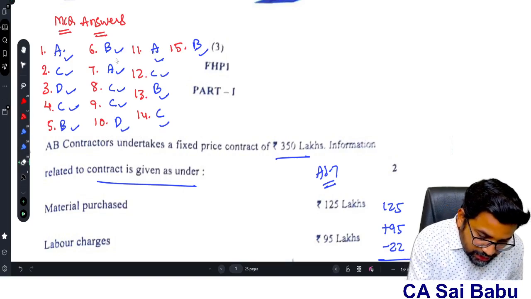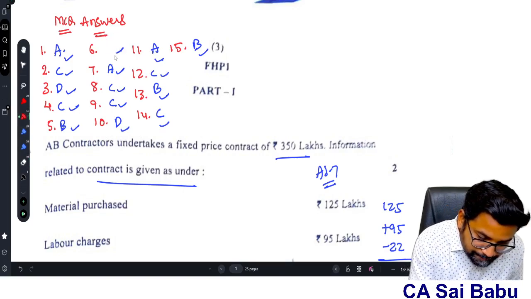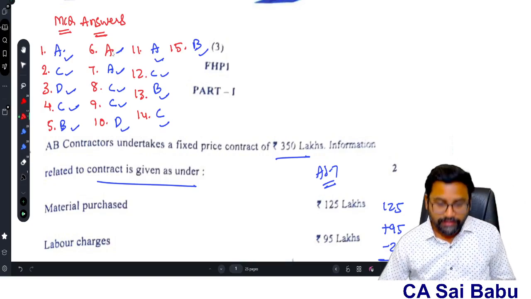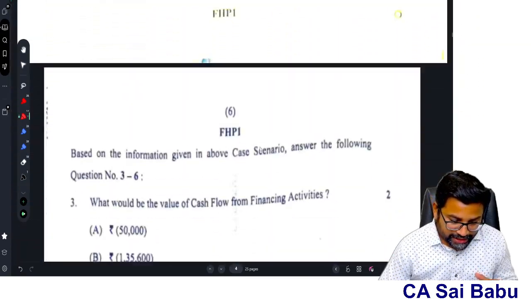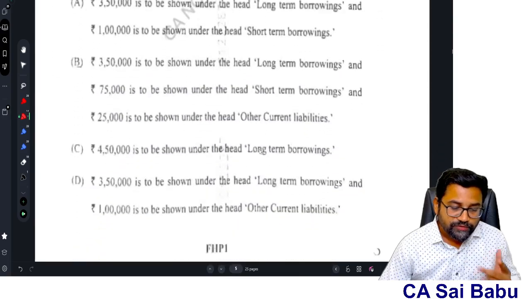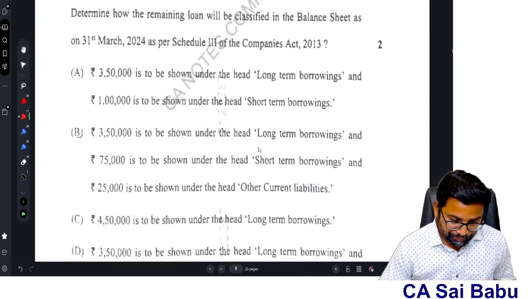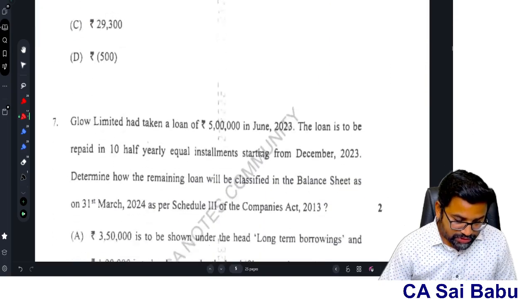Sixth bit, A is the correct answer, sir. A is the right answer. Okay, very simple answer. Not a great deal. You just need to identify the inflows and outflows of cash. Now see the seventh one.